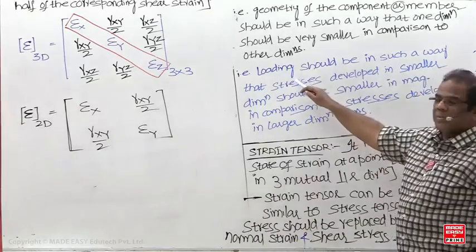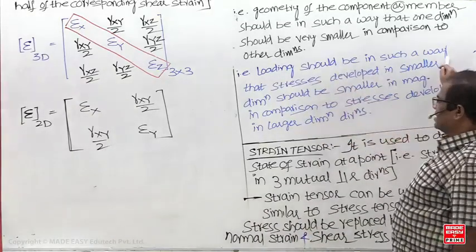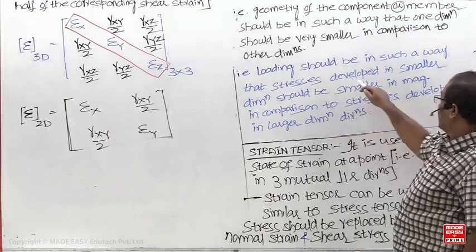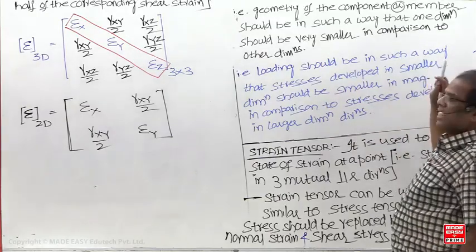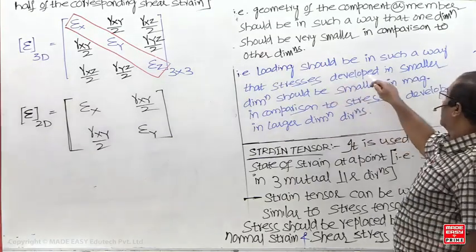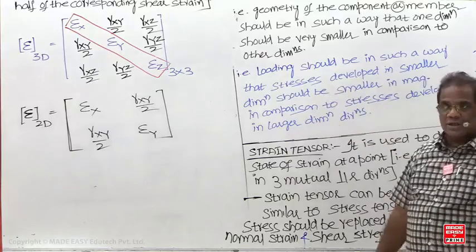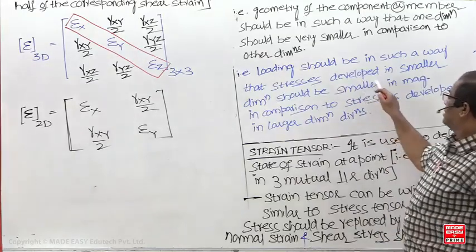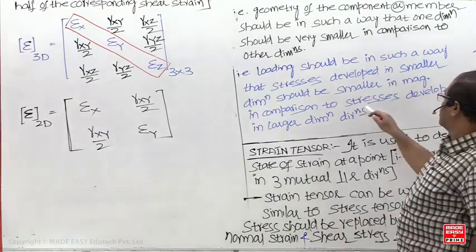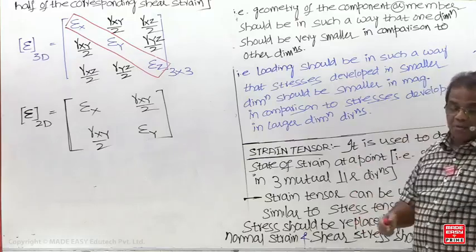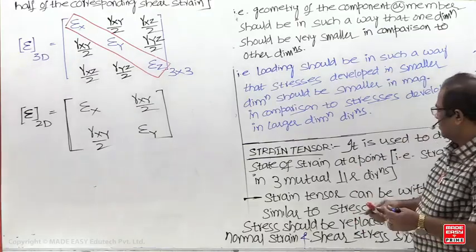Next here, what change do you have to make now? Loading should be in such a way that strains developed in the larger dimension direction should be smaller in comparison to strains developed in the smaller dimension direction.